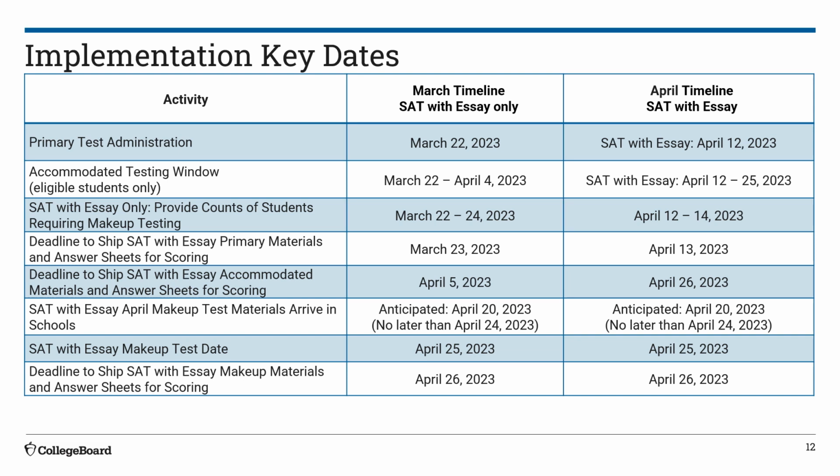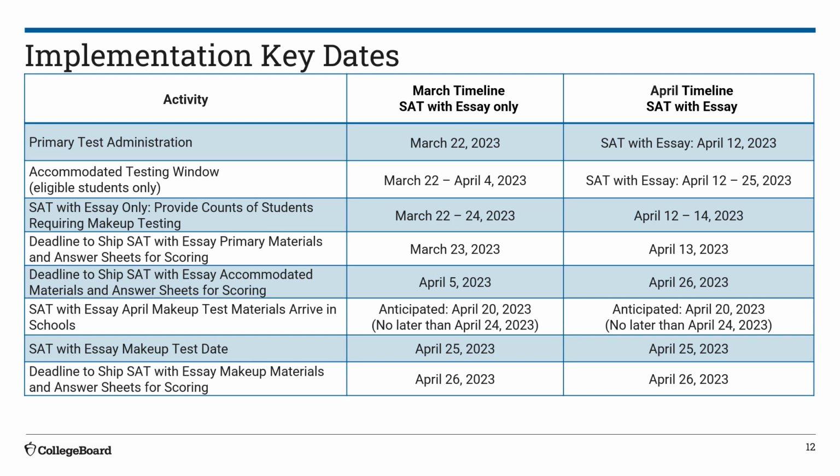Schools should provide counts for makeup testing for SAT with essay only between April 12th and 14th for schools that tested SAT with essay on the April primary administration, and between March 22nd and March 24th for schools that tested SAT with essay during the March alternate primary administration.